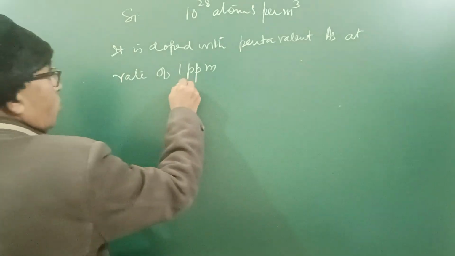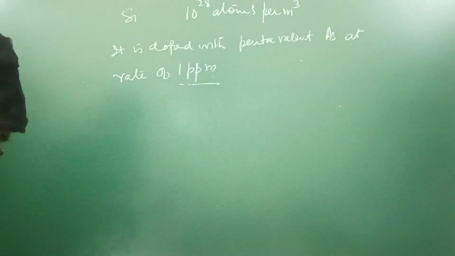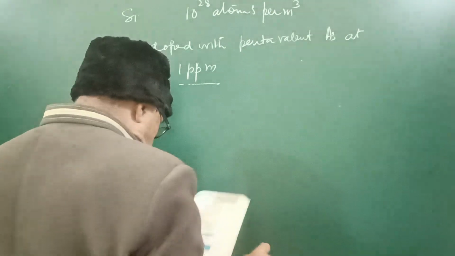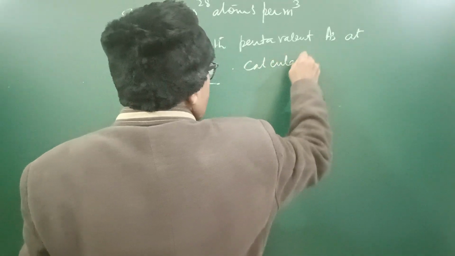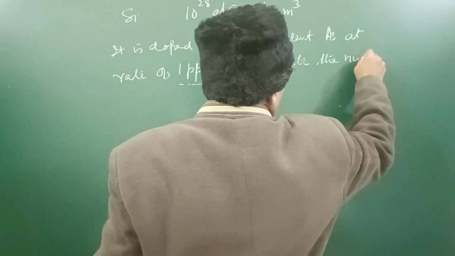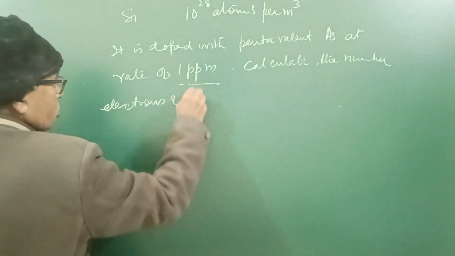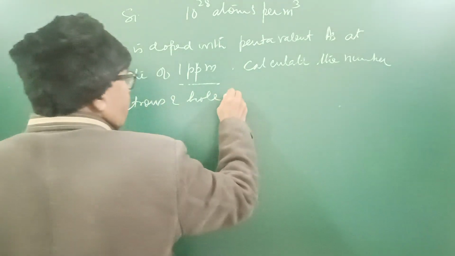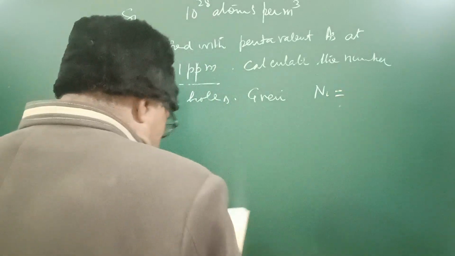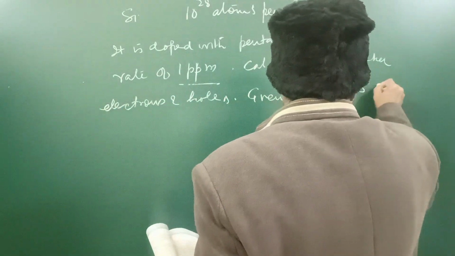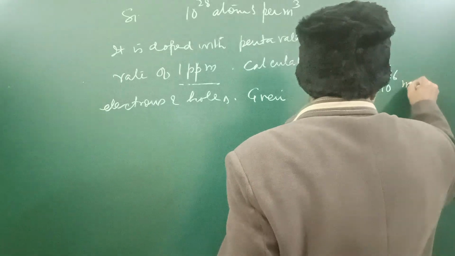1 ppm, this is the term used here, means 1 part per million. Million is the bigger million only. Calculate the number of electrons and holes. Given Ni, the intrinsic density, is equal to 1.5 into 10 to the power 16 per meter cube.